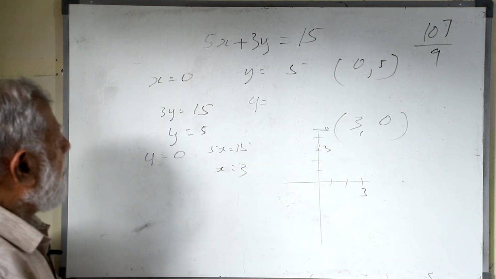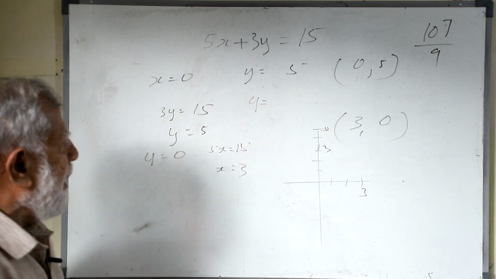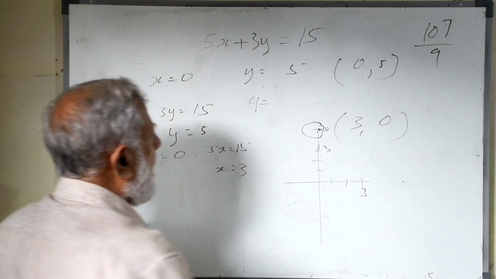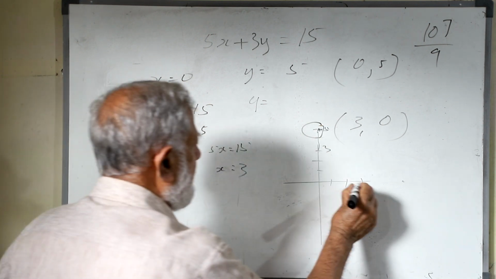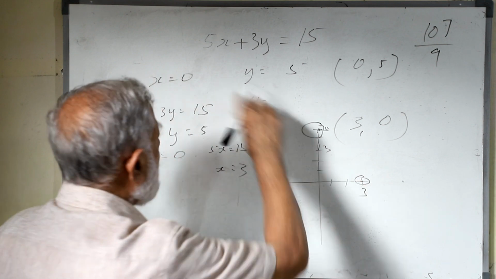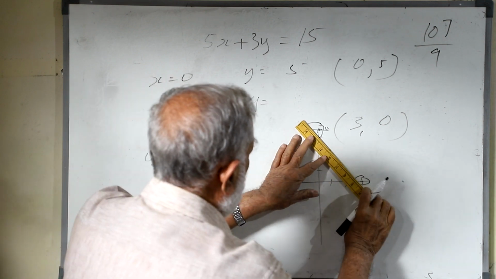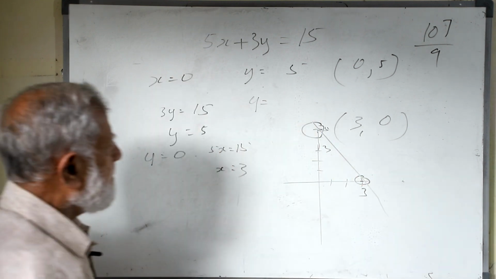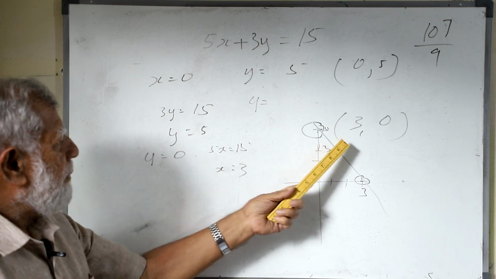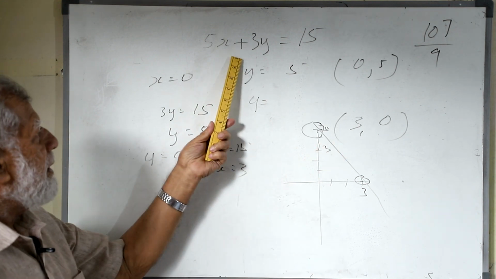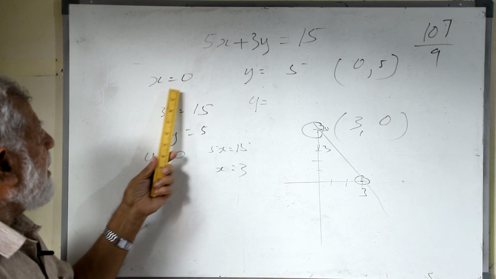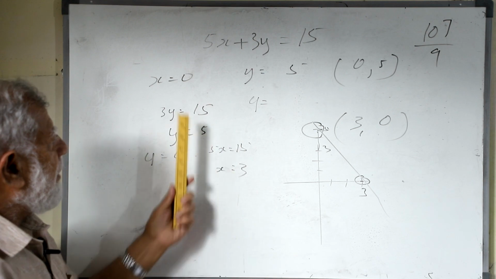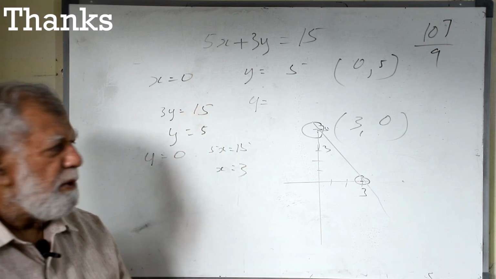Yes. Now when x equals 0, 0, 5 is the first point, this one. The second point is 3, 0. So in this particular function, the graph comes like this, going through 0, 5 and 3, 0. So when you get an equation like this, you can put x equal to 0 and get the value of y, and then put y equal to 0 and get the value of x. So you can get the 2 points. If you have 2 points, it's more than enough to draw a graph.